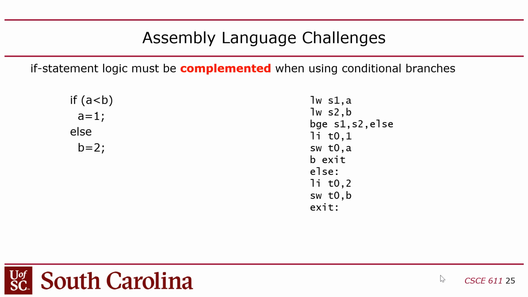Now there's other ways to do this. You could make this branch if less than, and then have the then block be at the branch target, right? That's just fine, except in that case your then is on the bottom and your else is on the top, and that's kind of confusing because that's not how you write code, right?